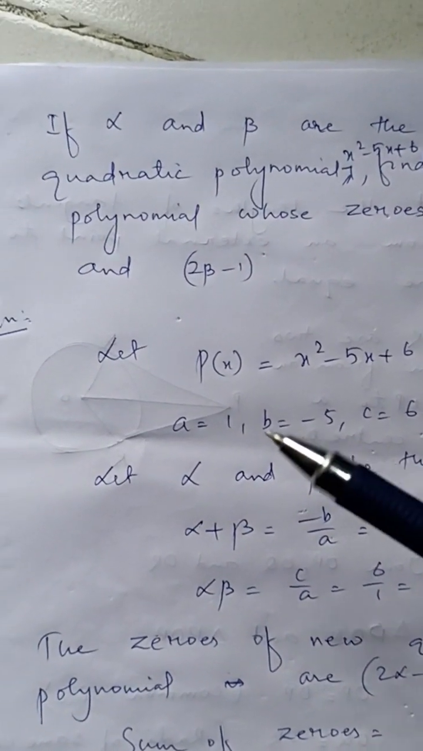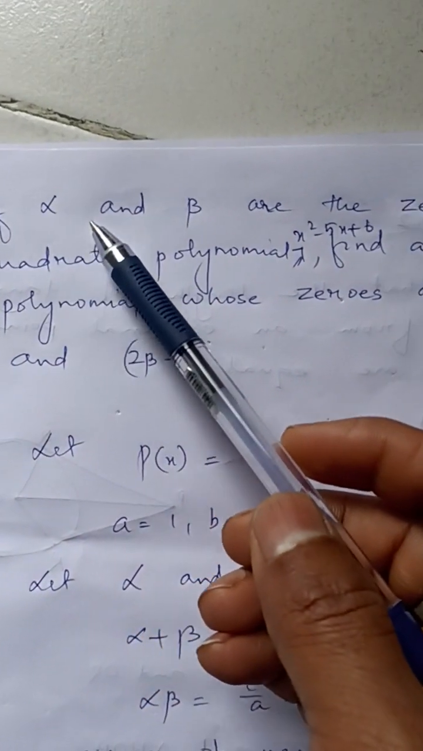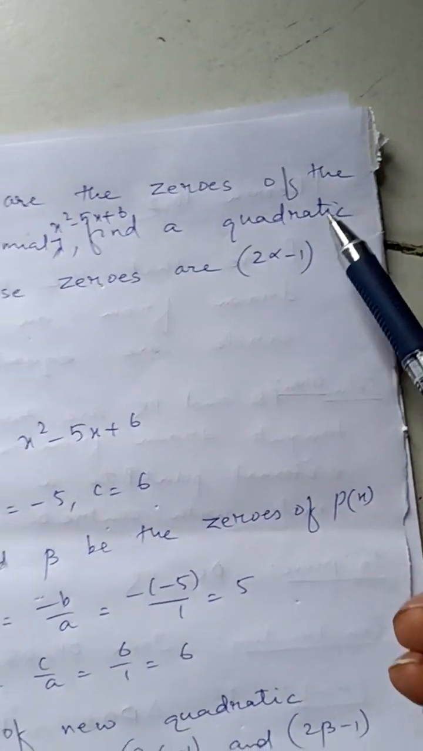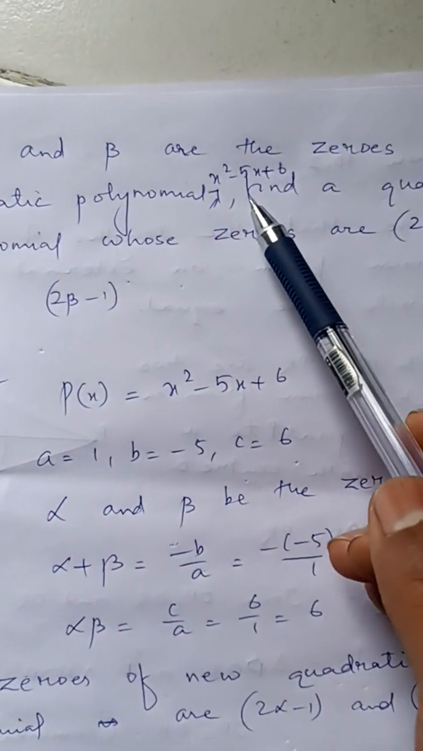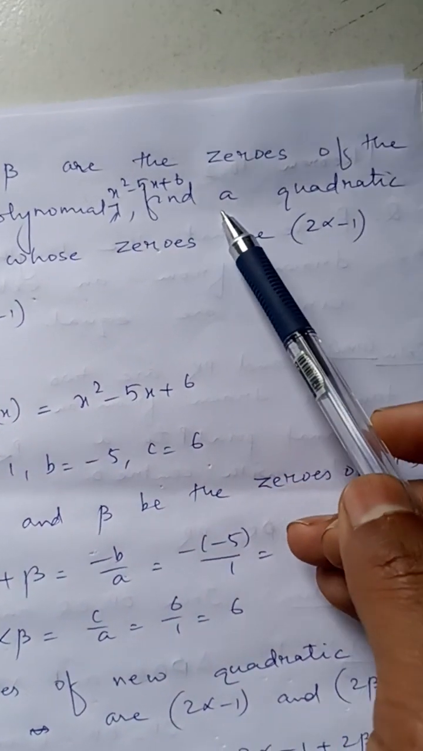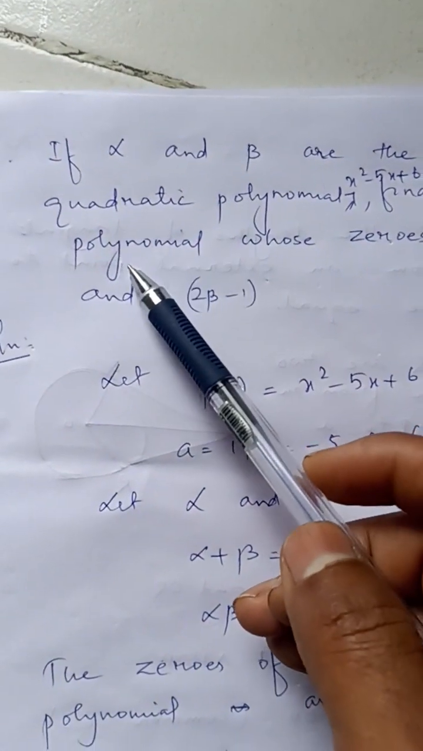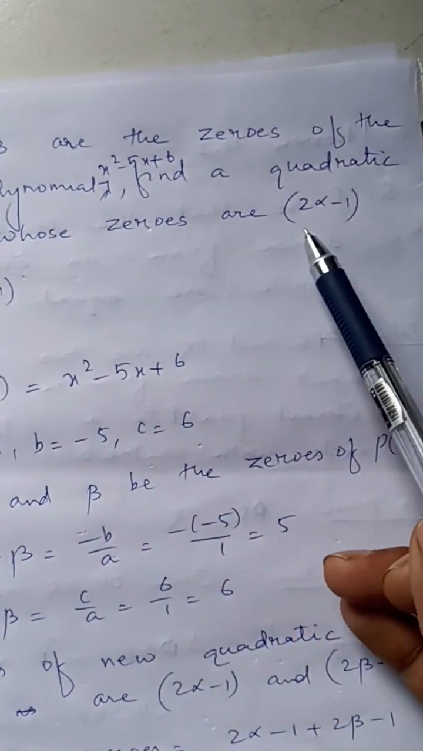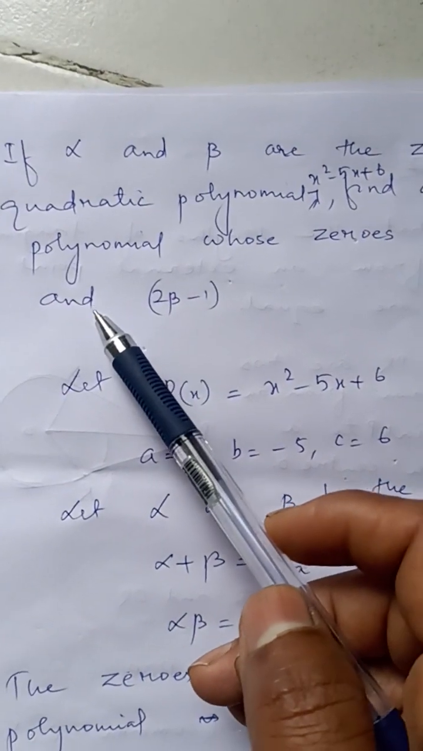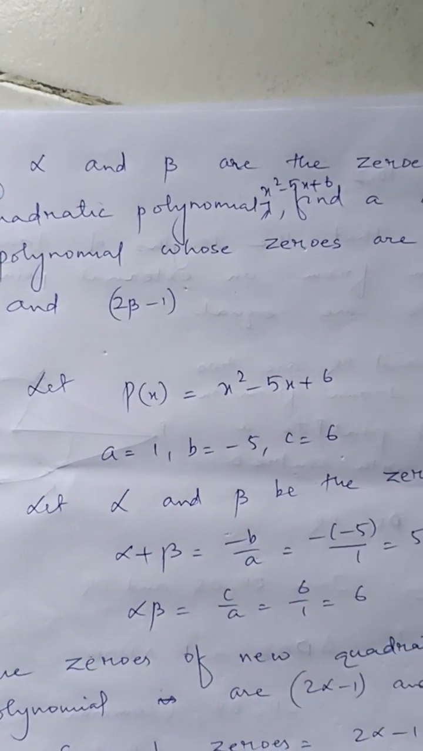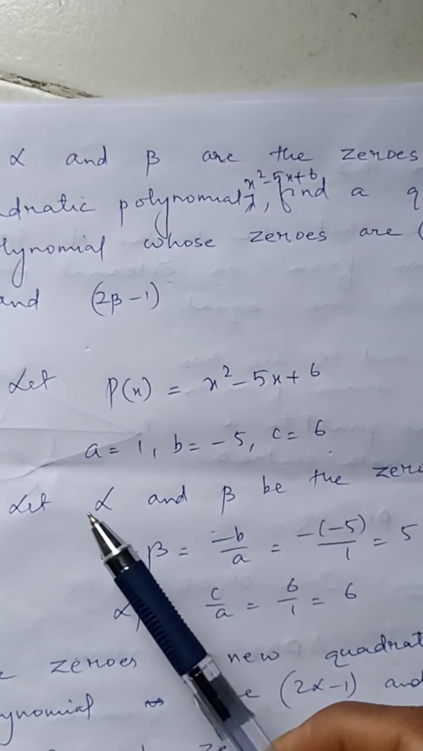So this is a question from chapter 2. If alpha and beta are the zeros of the quadratic polynomial, then this is the polynomial given. Then find a quadratic polynomial. That means we have to get a new quadratic polynomial whose zeros are 2 alpha minus 1 and 2 beta minus 1. So what we do is that we first start with what is given.